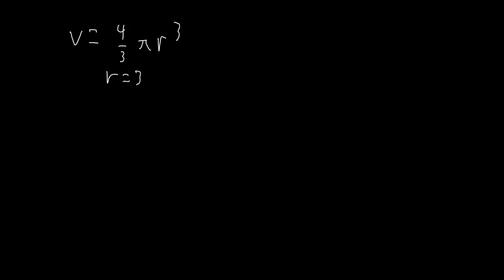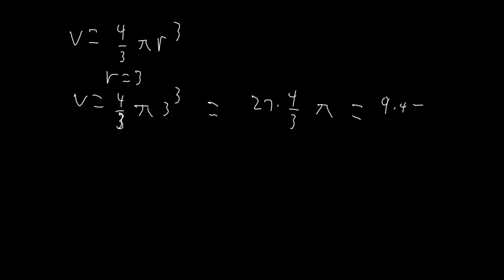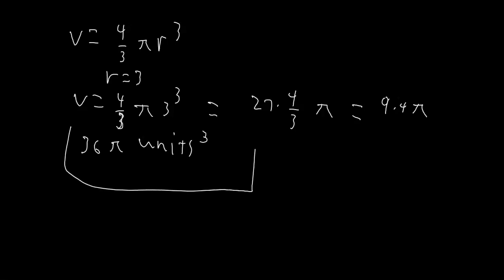So let's just say our radius is equal to 3. Right now, we have to put 3 into the equation. And this is just equal to 27 times 4/3 times pi. And this is then equal to 9 times 4 pi, and we get 36 pi units cubed. Cubed since it's volume.